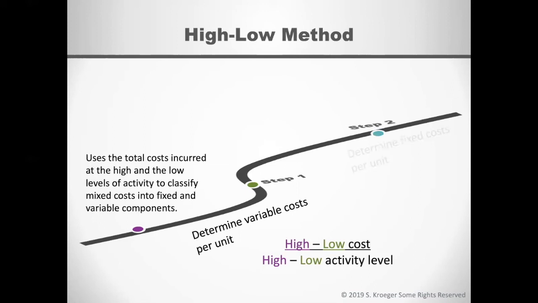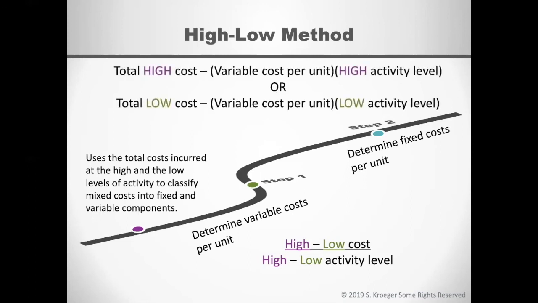Step 2 is to determine the total fixed costs. The formula for this is a little bit more complicated than from step 1. You can use either the highest numbers or the lowest numbers. However, my advice is to do both. You will get the same answer for both of them. And if your answers do match for both, then you know you did it correctly.